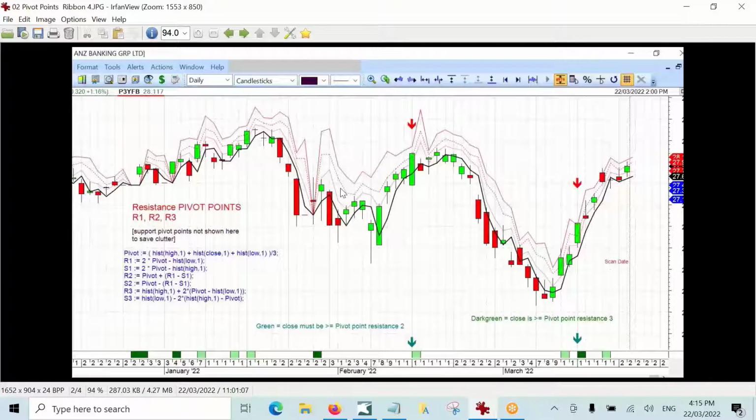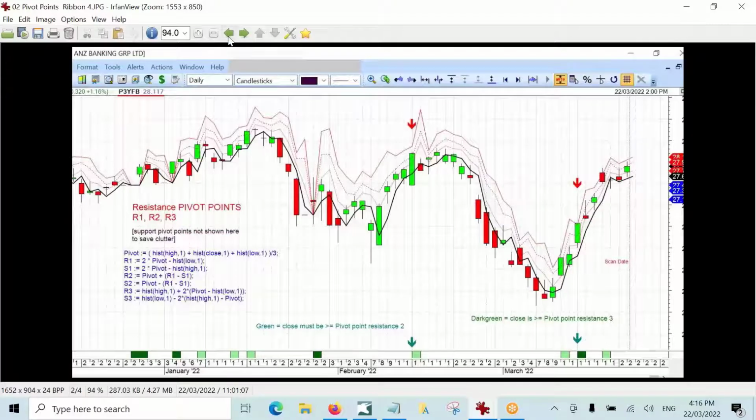So there are 3 resistance points. The middle one, the dotted one here, is the one that I'm interested in, and the top one. To qualify for my GoScore final assessment, the price must be at least above the second resistance point, R2, which is there. You can see this is just keeping its head above R2. And here you can see it's actually closed above R3, which is very nice indeed.